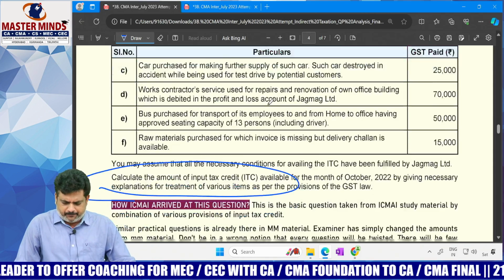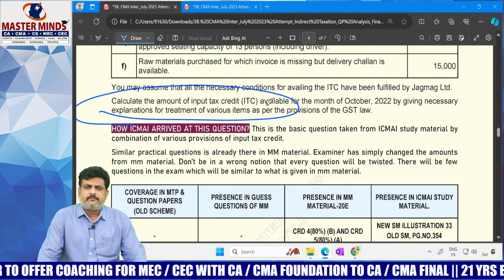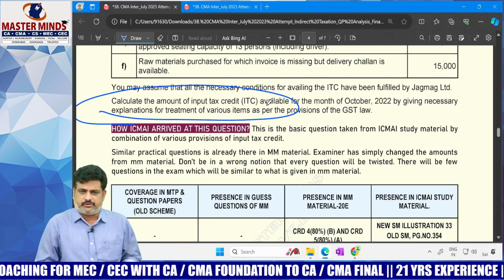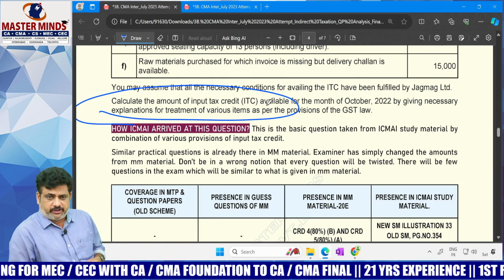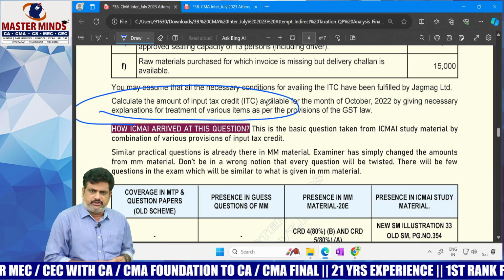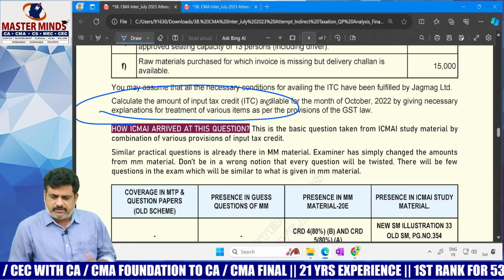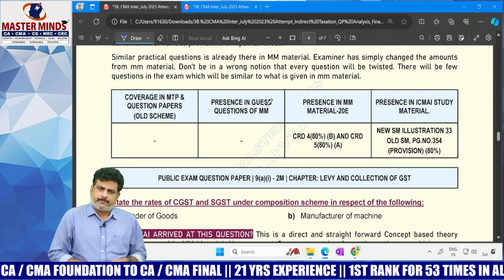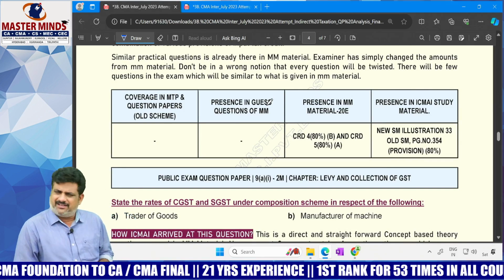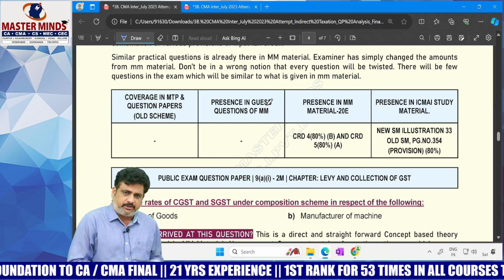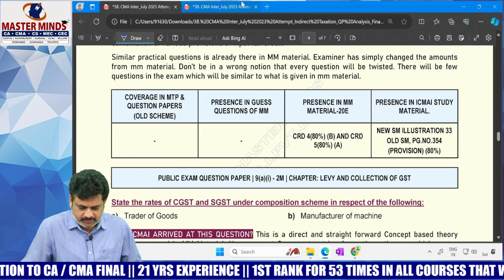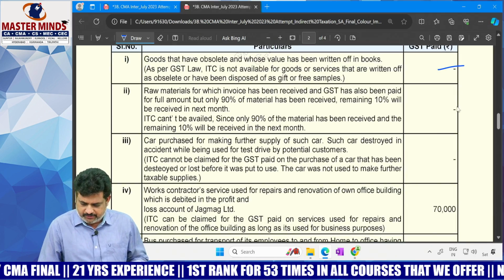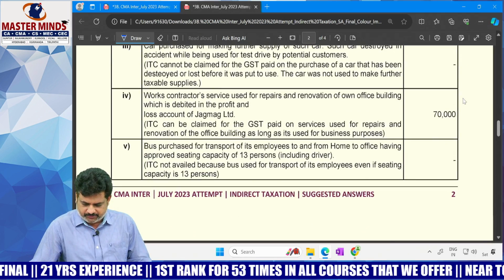This is a basic question. Not that much difficulty is there with respect to ITC. It was taken from a combination of various provisions of ITC. A similar type of practical question is already there in our material. You can check it once. They are very basic standard input tax credit answers. Okay, ma'am. See, no ITC. Only 10% is car purchase, no ITC.